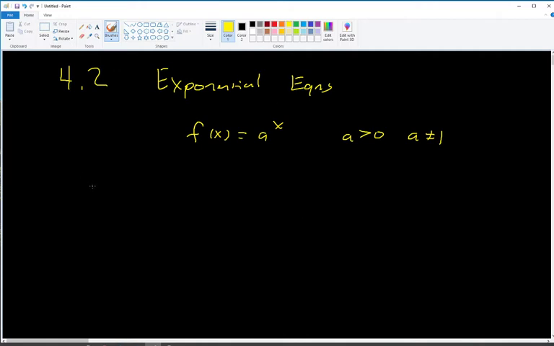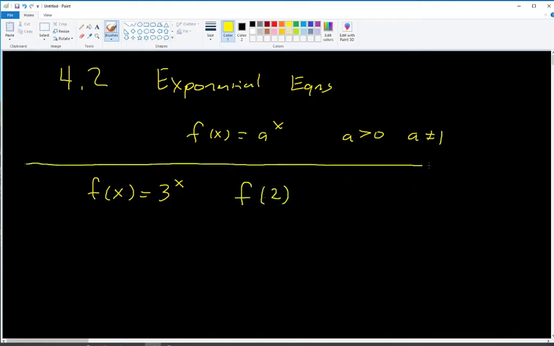So first of all, suppose we had f of x equals 3 to the x, and we want to figure out what's, let's say, f of 2. So this right here is pretty straightforward. A couple of your homework problems are going to start out like this. If you want to figure out what f of 2 is, you just replace the x with 2. You get 3 to the second power, which is 9.